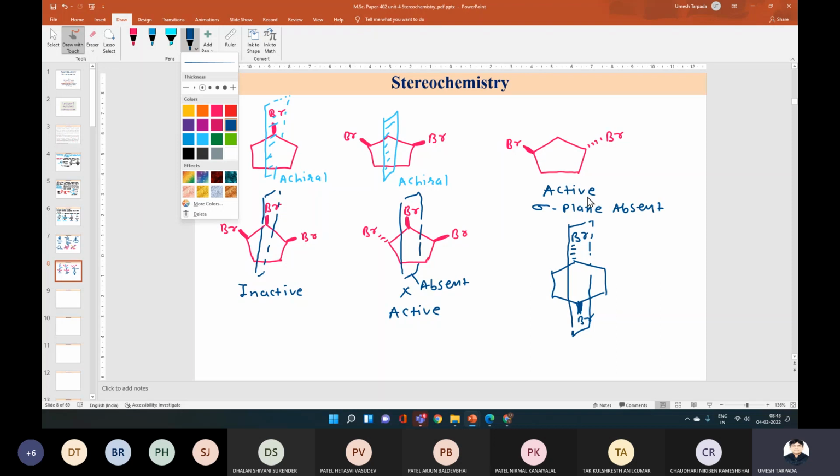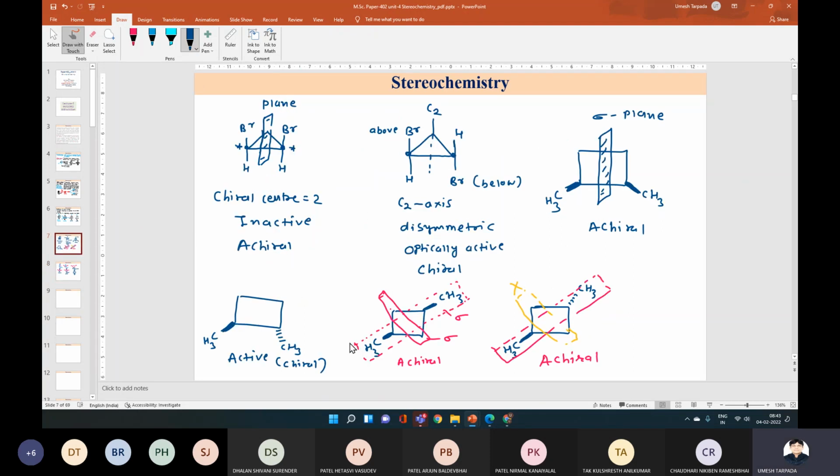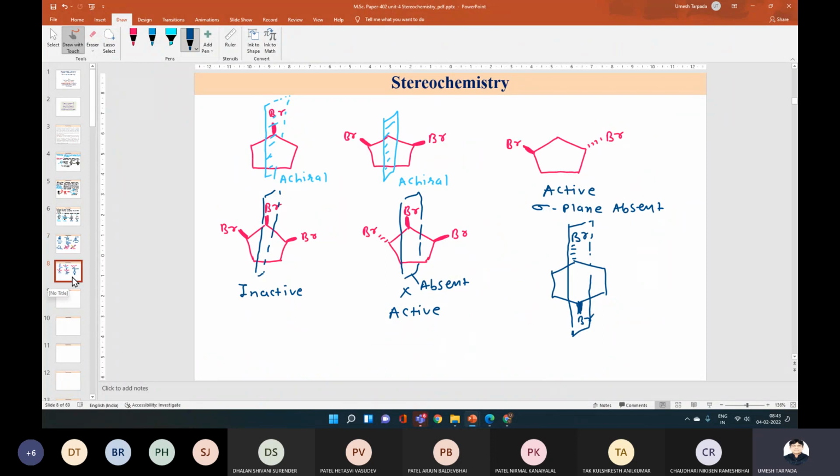Plane of symmetry is there, right? Yes. Similarly, in the last structure here, it is optically inactive in the same way. So see, this is the way you can predict optical activity. Okay, so this is a very, very important concept.